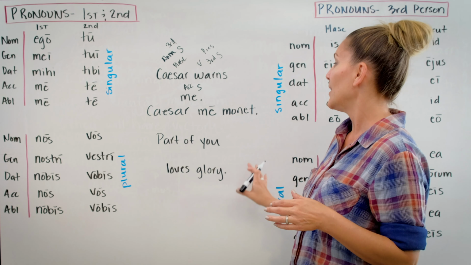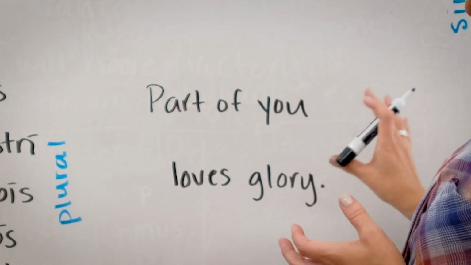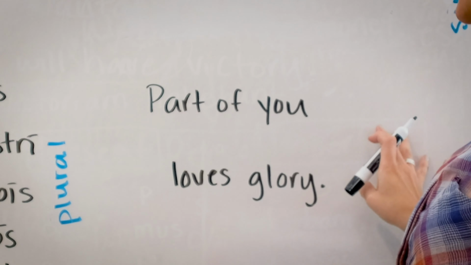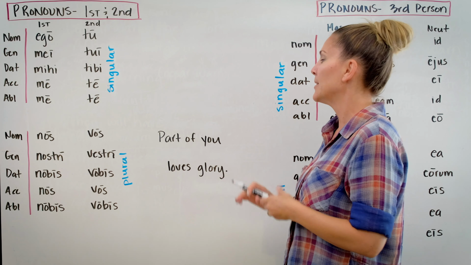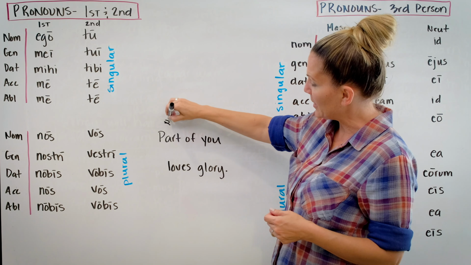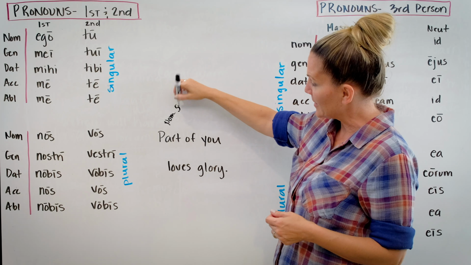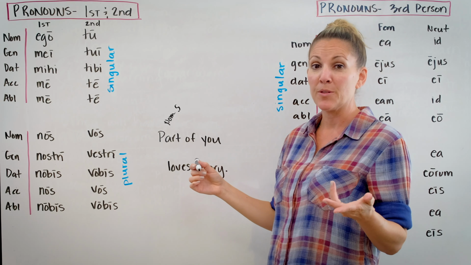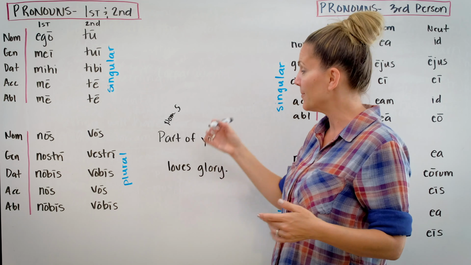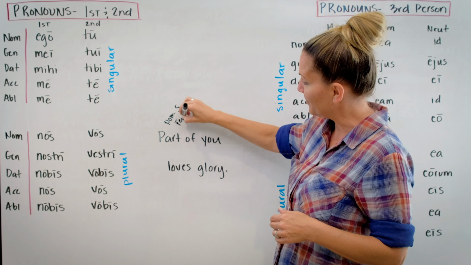Now, if I look at this sentence here, part of you loves glory. So again, let's just determine what roles these words are playing in the sentence. Who or what is this sentence about? Part. So here's my subject, my nominative. Is it singular or plural? It's singular. Is it masculine, feminine, or neuter? Well, I know that the word part belongs to the third declension, follows the SOCKS rule, pars, partis, so that is feminine.